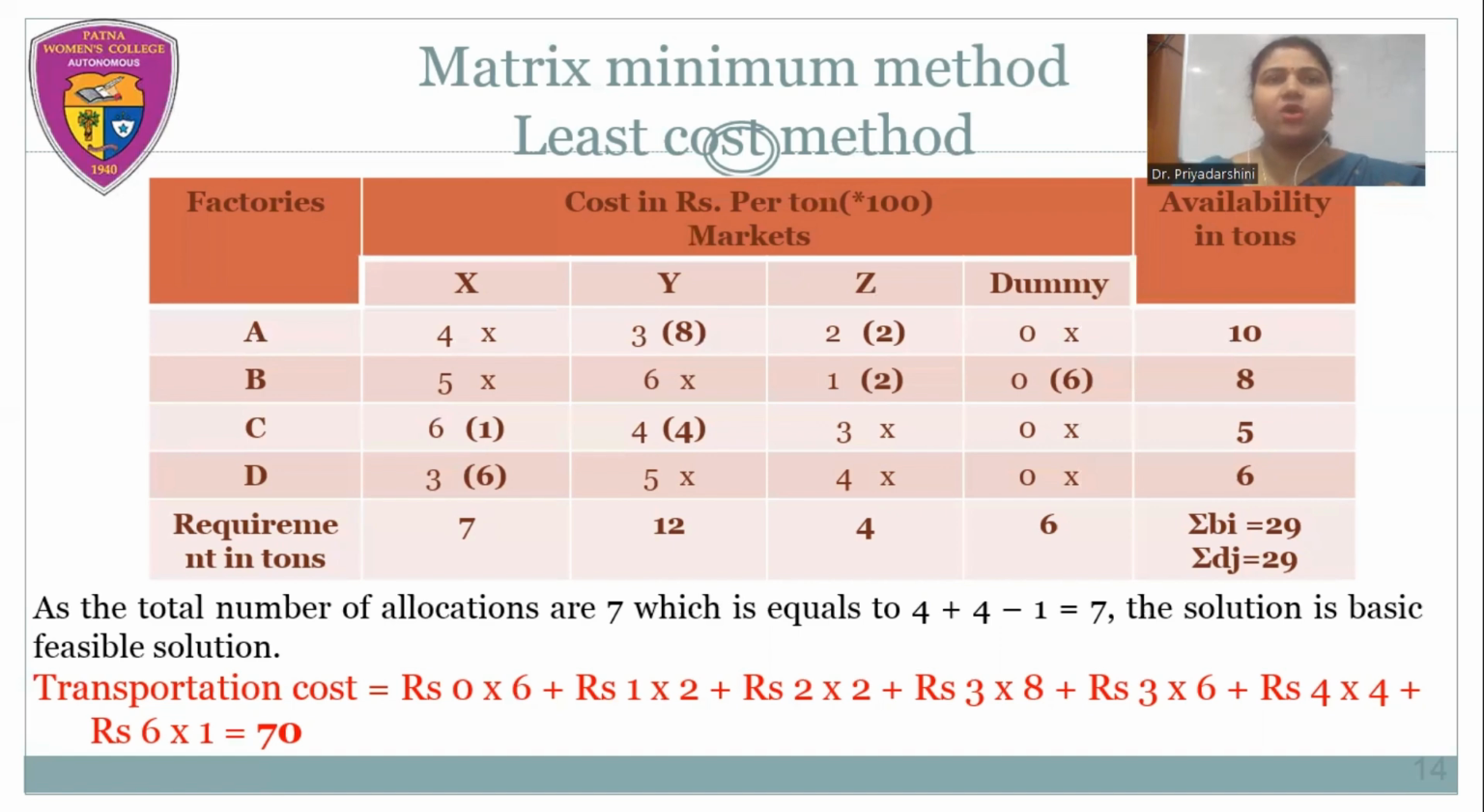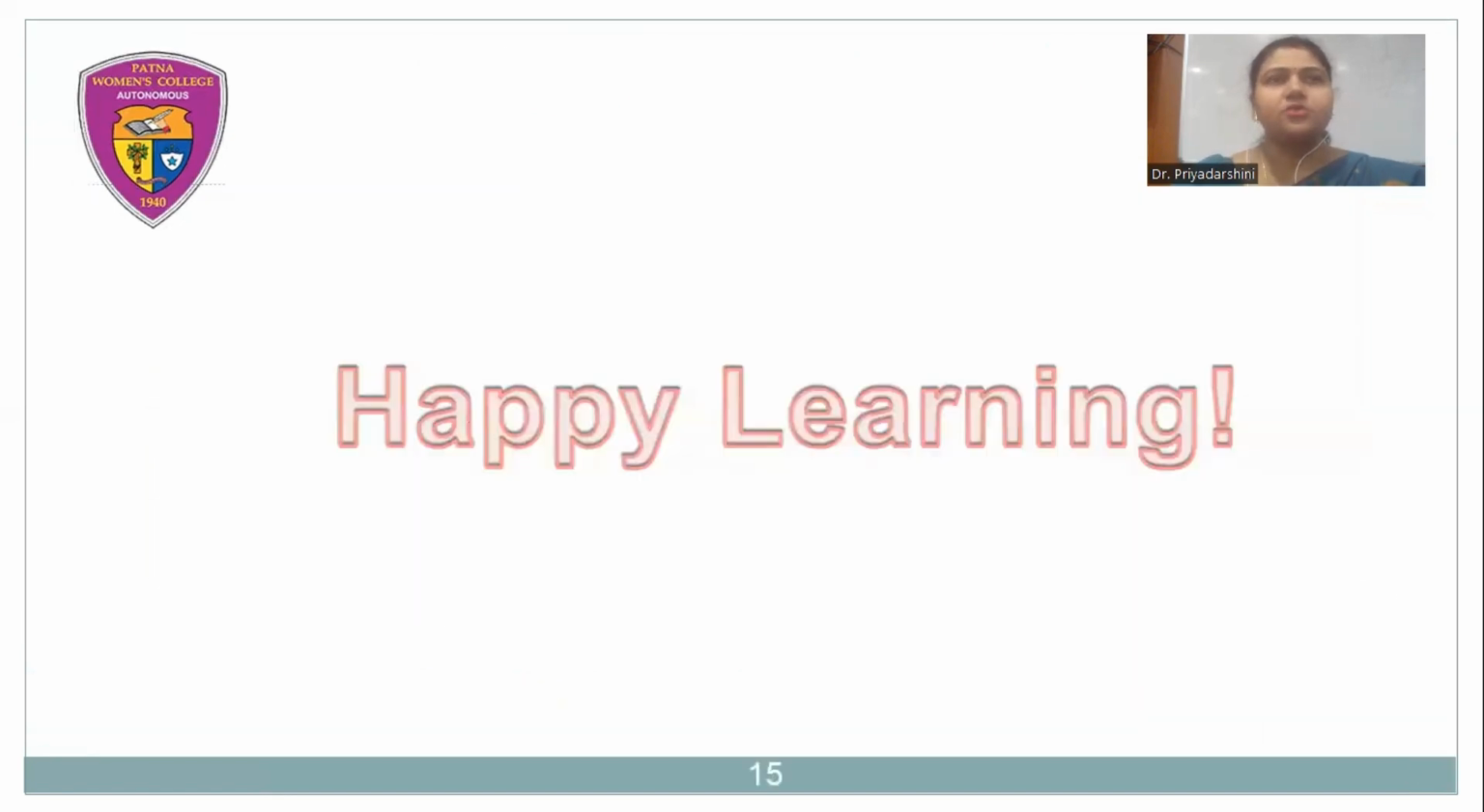The transportation cost using the northwest corner rule was rupees 101. This is all for today. In the next lecture, we'll continue with the third method of finding the initial basic feasible solution of a transportation problem, and its name is Vogel approximation method, also known as VAM. Out of the three methods, the VAM method gives the least transportation cost.